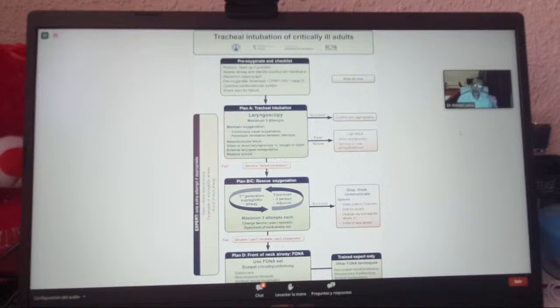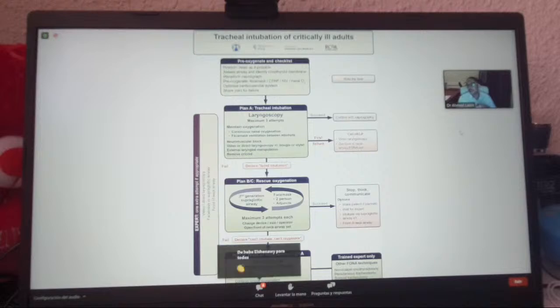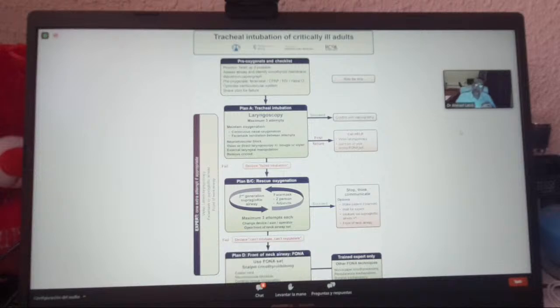The second thing here, and that's the major difference between the critically ill and non-critically ill, is that plan B and C are combined into the rescue oxygenation by the supraglottic airway and the face mask. So we don't have this separation between plan B and C as we have in the elective intubation for the elective surgical patient. And as you see again on the right side of the screen, the FONA, or the front of the neck, there is a huge emphasis on that.